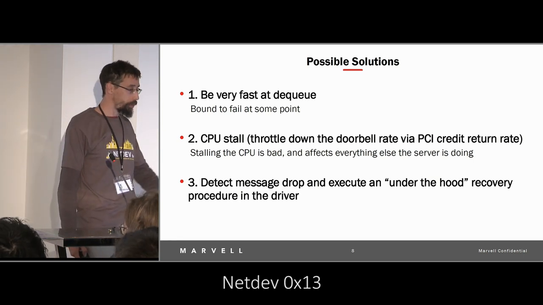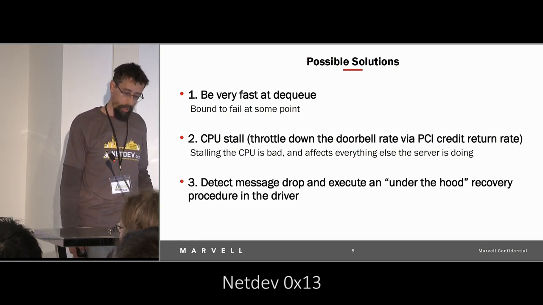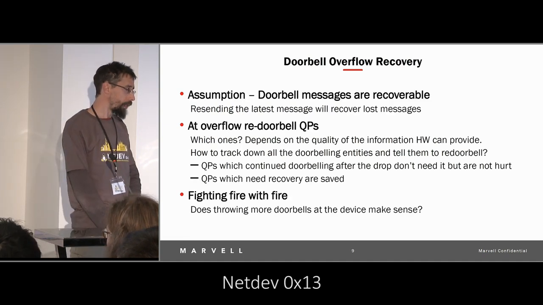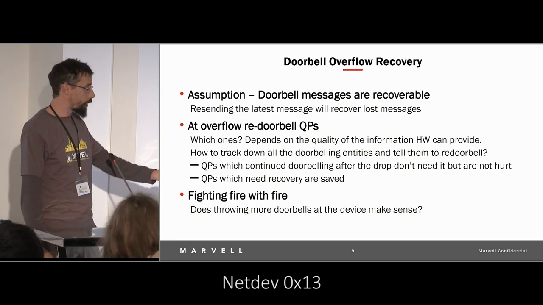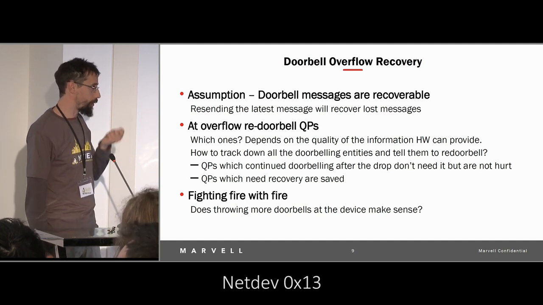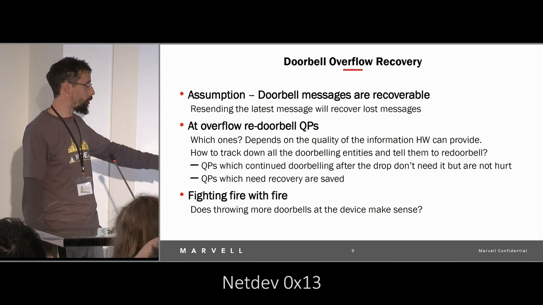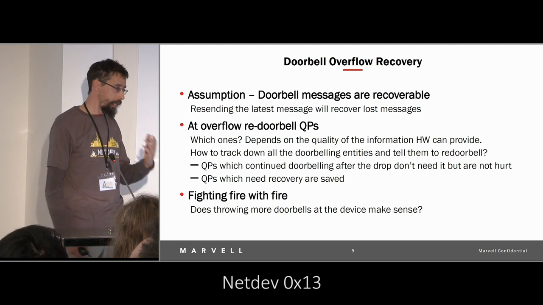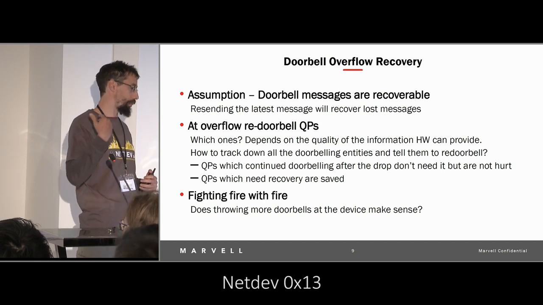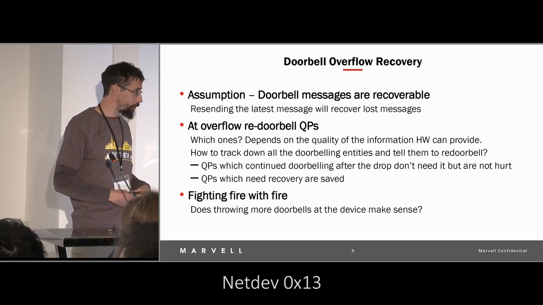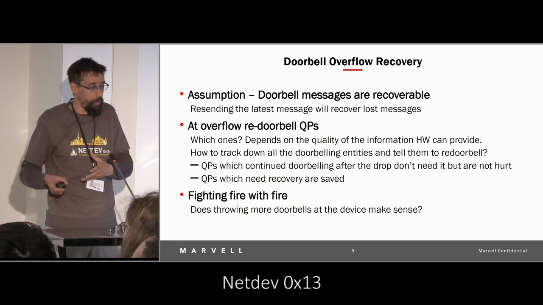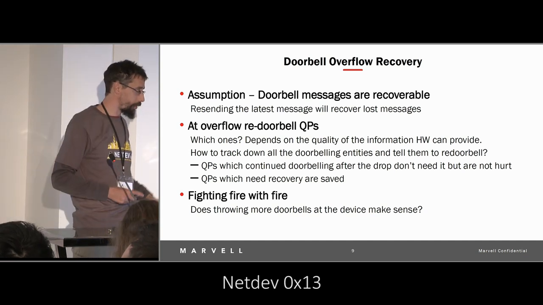And finally, the solution I wanted to present is what we've been doing upstream recently, which is a recovery mechanism, a recovery procedure in the driver. There's a big assumption in my recovery solution, which I don't know if applies to everybody, which is that the doorbell messages are recoverable. If I discover that a few doorbell messages for a specific queue have been lost, I can resend the last one again, and it will be like an aggregative ACK, an accumulated ACK. It will basically convey all the information for that queue to the device. So I don't have to resend every message there was, just send the last one again, or the current state of the queue can be retransmitted to the device, and that's sufficient.